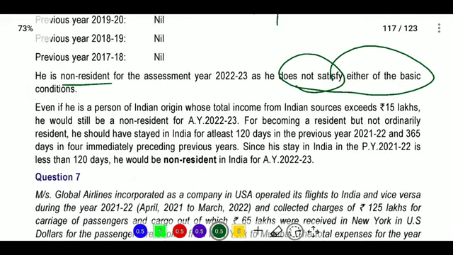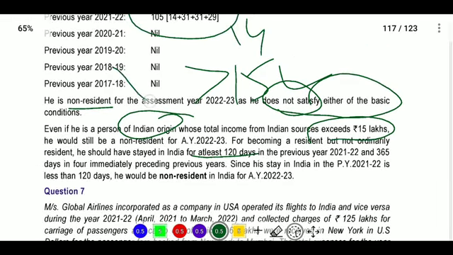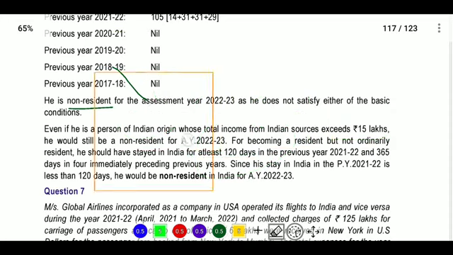And a non-resident, if he is a person of Indian origin and whose total income exceeds 15 lakhs, would still be a non-resident for assessment year 22-23 for becoming a resident but not ordinarily resident. So he should stay in India for at least 120 days. So instead of 182 days, we will take 120 days. It will be seen only for the additional conditions.